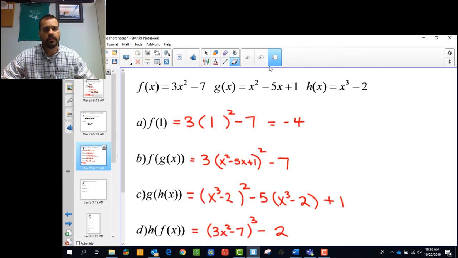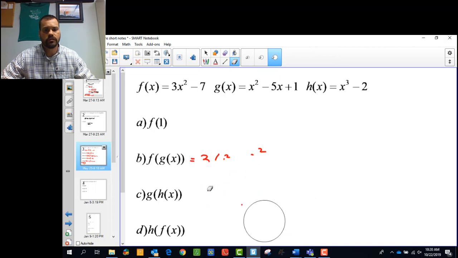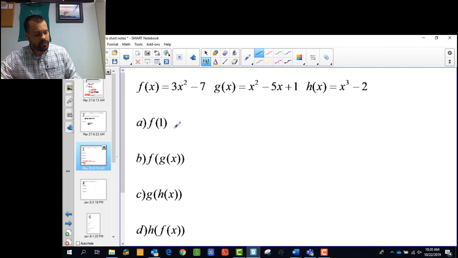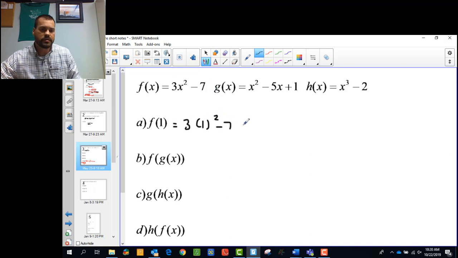So let's do another example. Here's an example; I'm going to get rid of these, and we'll go through them together. With f of 1, when you have a number, you're just taking that number and replacing it in the function f. The function f is 3x squared minus 7, so it becomes 3 times 1 squared minus 7. That's 3 minus 7, and that's minus 4.